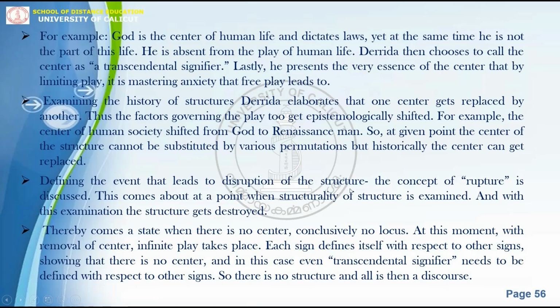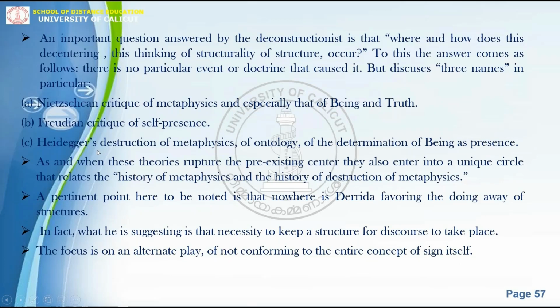Now, defining the events that lead to disruption of the structure, the concept of rupture is discussed. And this comes about at a point when the structurality of structure is examined. And with this examination, the structure gets destroyed. So the concept of rupture or break or gap is important. And thereby comes a state when there is no center, conclusively no locus. At this moment, with removal of the center, infinite play takes place. Each sign defines itself with respect to another sign, showing that there is no center, and in this case even the transcendental signifier needs to be defined with respect to other signs. So there is no structure and all is then a discourse. Without structure, everything will turn out to be a discourse.